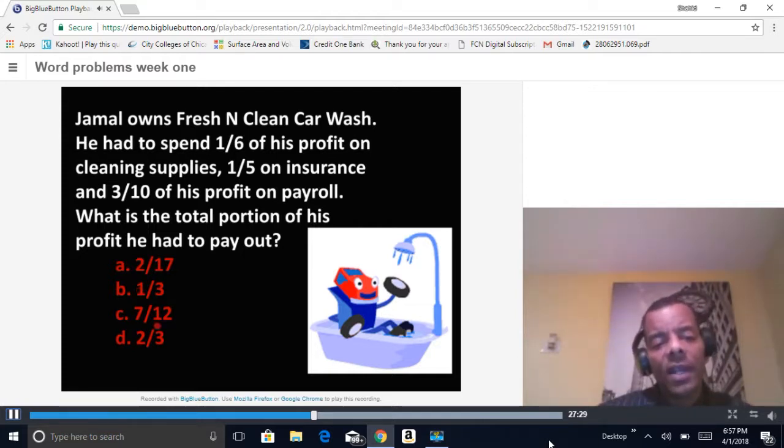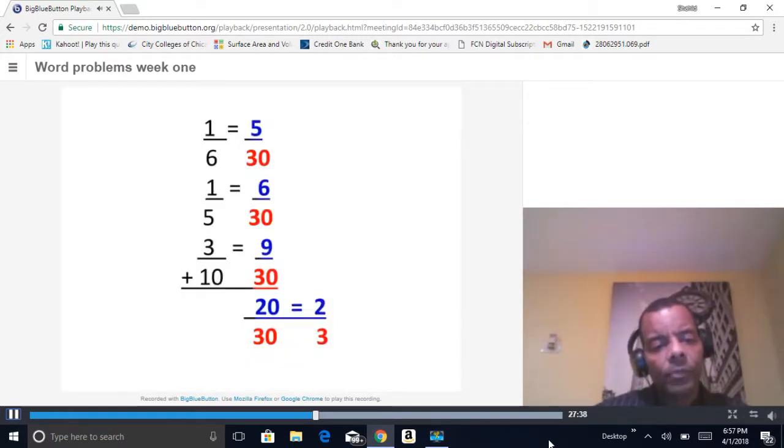Let's see how that's done, and let's see what the answer would be, A, B, C, or D. Some of you are so fast already, you chose your answer and got it. Let's check it out. So we're adding up here all the fractions, the 1/6, the 1/5, and the 3/10. You know, because you all are excellent students, that you cannot add fractions with unlike denominators. So what we have to do is change 6, 5, and 10 to what? The least common denominator.